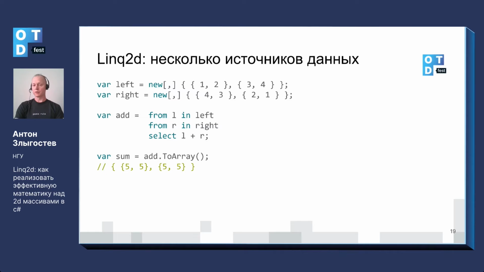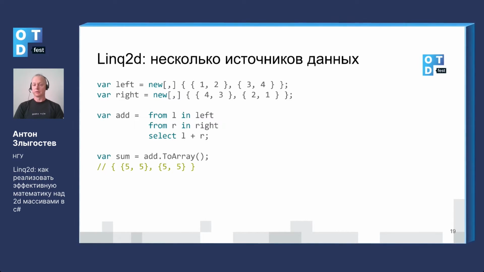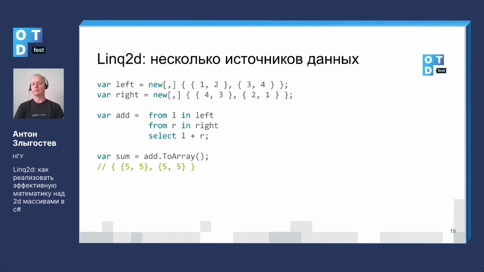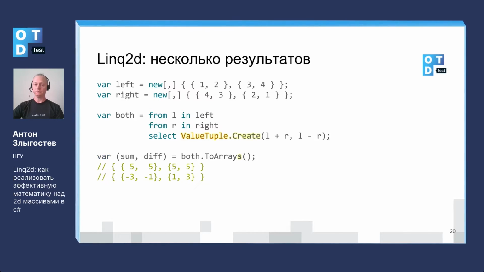use any form like L plus R, which gives you, predictably, an array of the same size as 2 arrays with all the 5s, because the original data was prepared in this way. This is based on the implication that we have the same sizes, and Linq2d checks it. But if we try to use arrays that are incompatible in sizes, then we will get an exception.